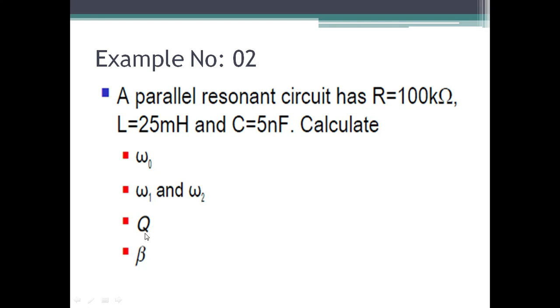Quality factor Q is equal to angular frequency upon bandwidth, or 1 upon RC, to find out its bandwidth as well as the quality factor. So here are the different applications of the resonance circuit, that means the series resonance circuit as well as the parallel resonance circuit. We have calculated it here.